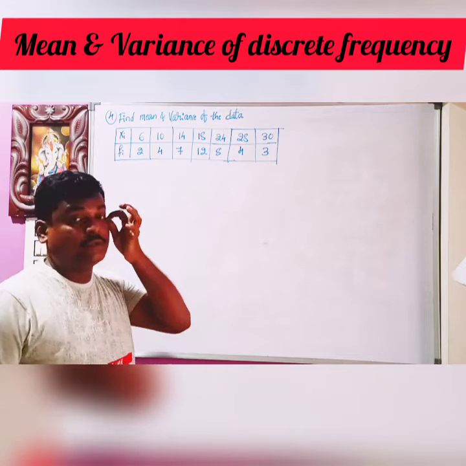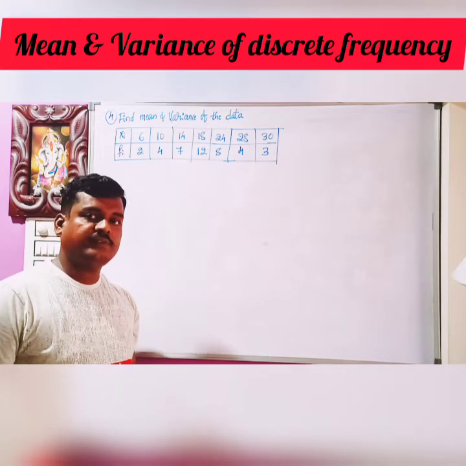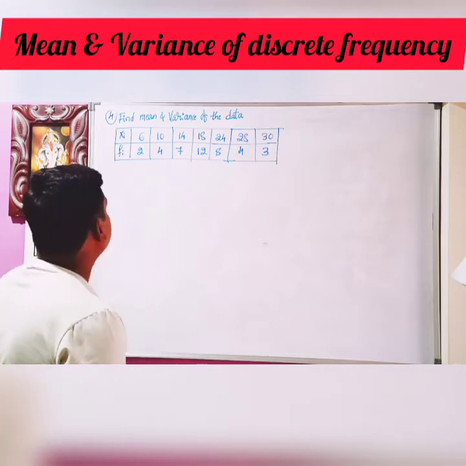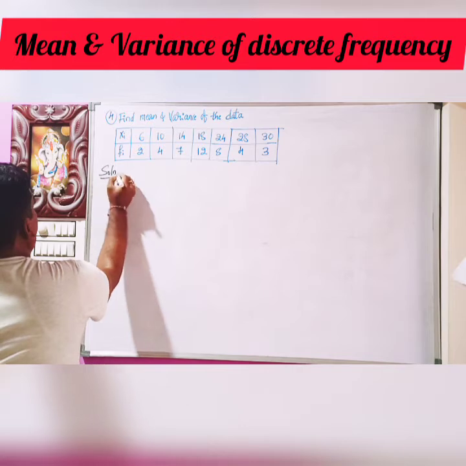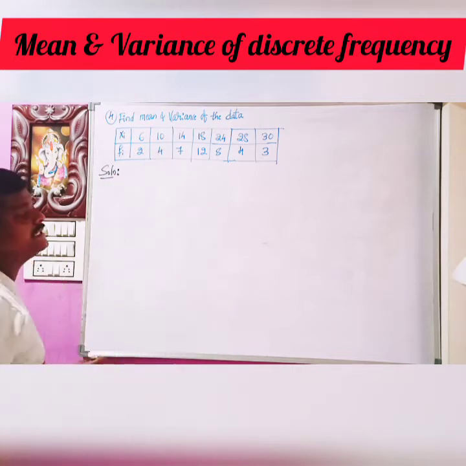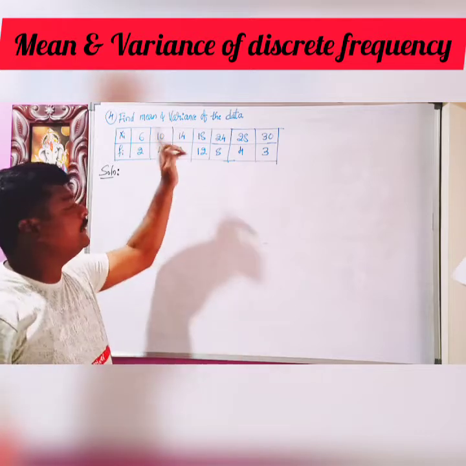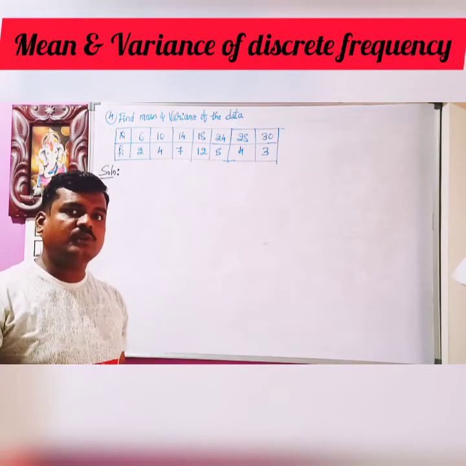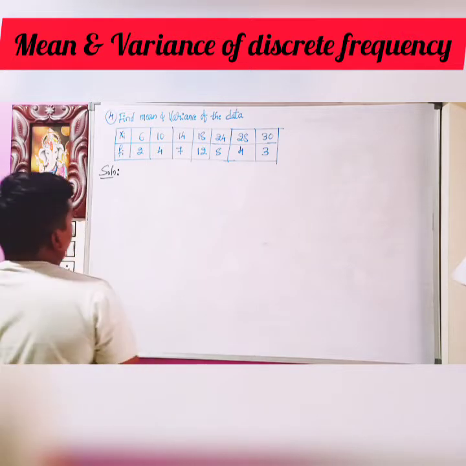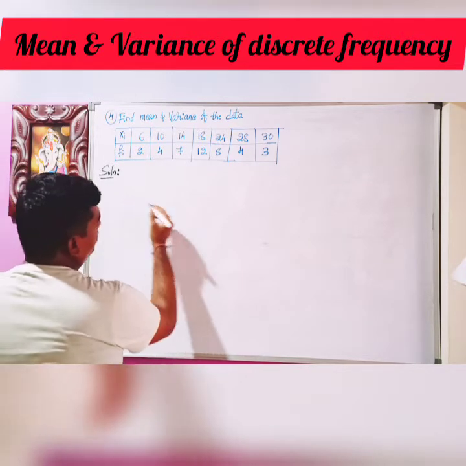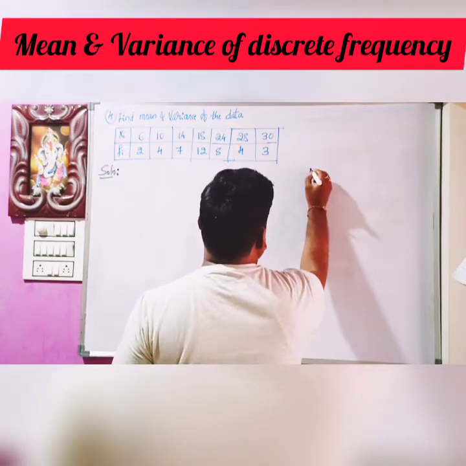So this is question number 4 of exercise 15.2. The given data is in the form of xi and fi, which means it is a discrete frequency distribution. To find the mean and variance, we need the formulas. First, to find the mean, we should know the formula. What is the mean formula?